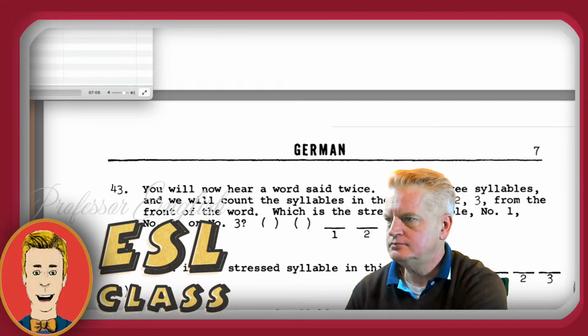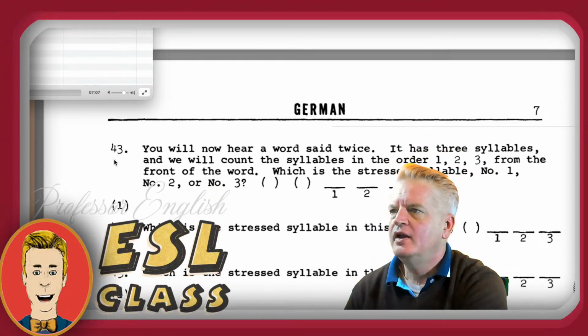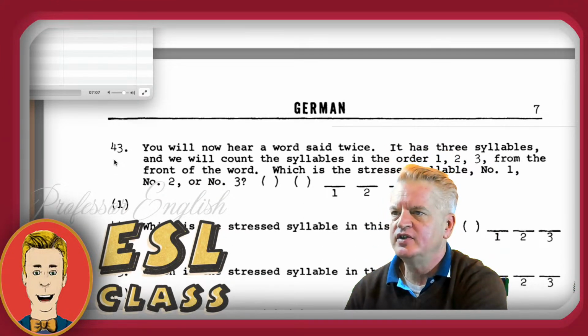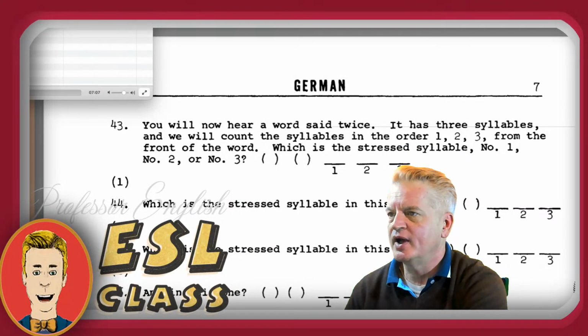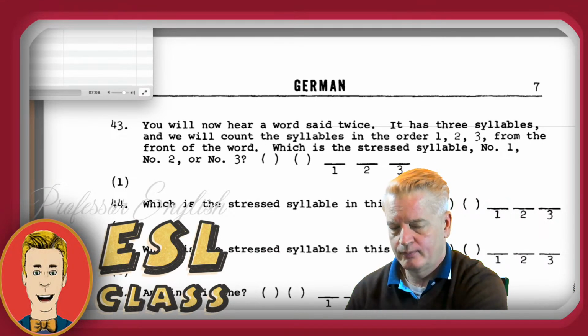Page 7, 43. You will now hear a word said twice. It has three syllables, and we will count the syllables in the order 1, 2, 3 from the front of the word. Which is the stressed syllable? Number 1, number 2, or number 3? Omnibus. Sounds like the first one. Yes, it says it's the first one.